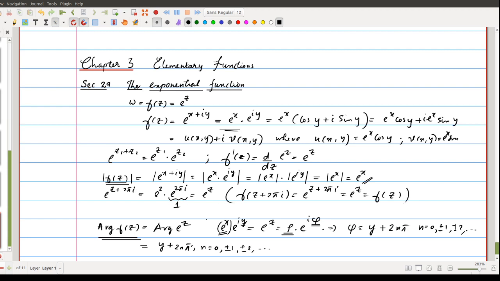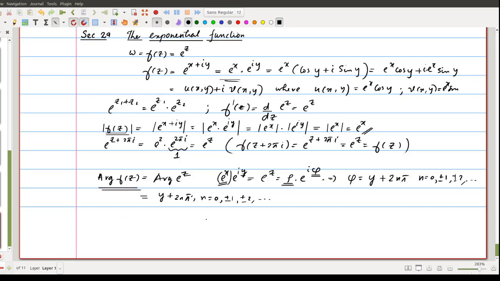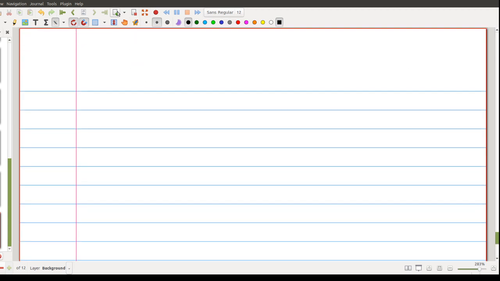And next we will consider a problem to find z equal to x plus iy such that e power z is equal to 1 plus i. If you find z such that e power z is equal to 1 plus i, this is the question. So this will lead us to another question.